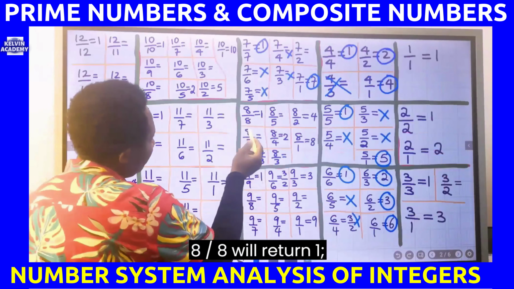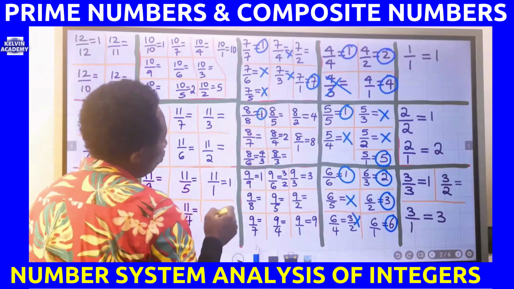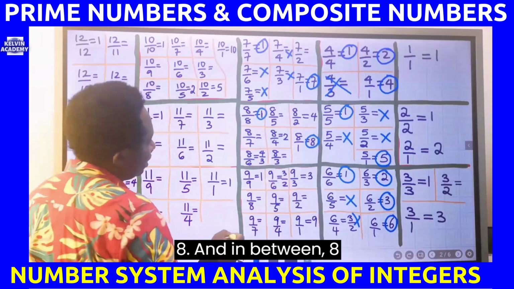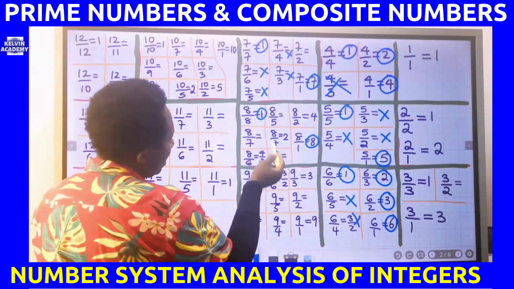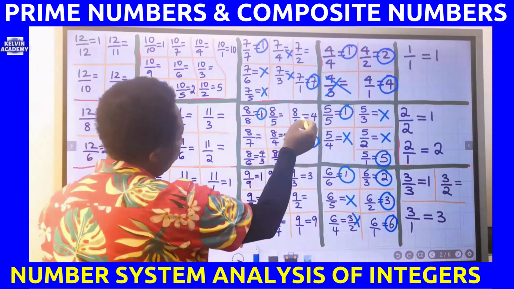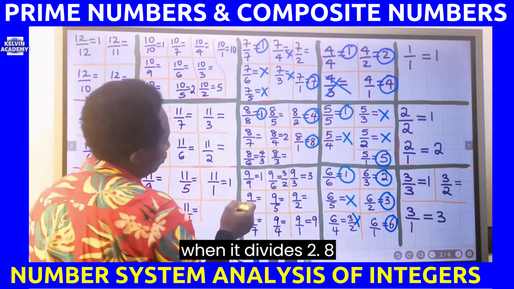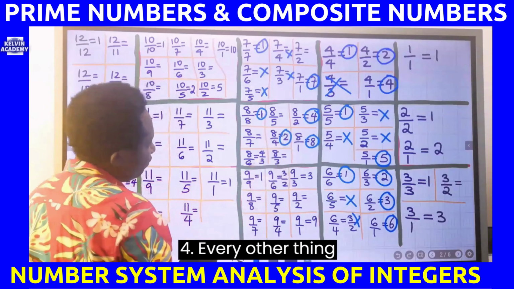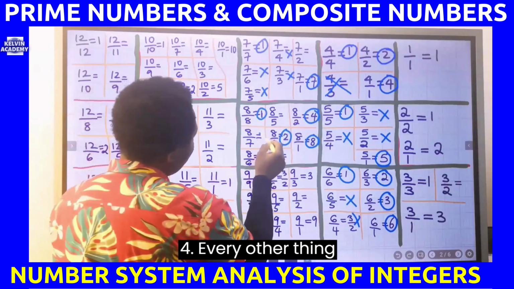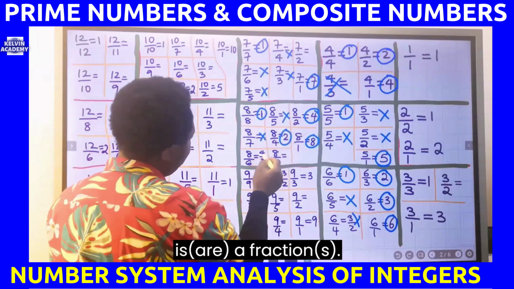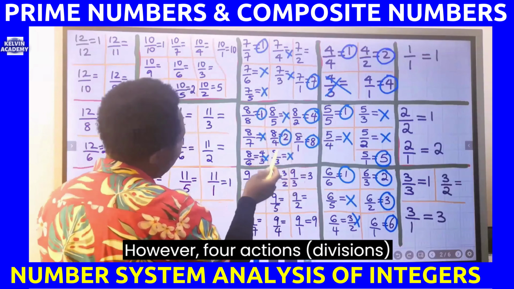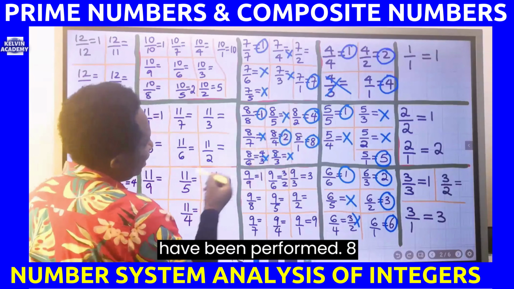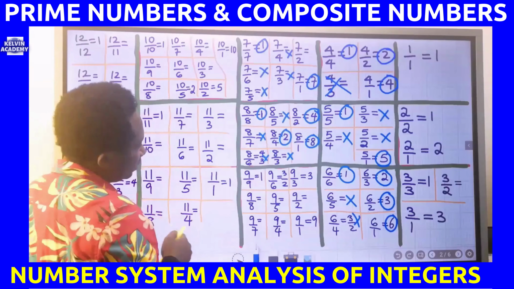Next, 8 divided by 8 will return 1. 8 divided by 1 will return 8. And in between, 8 will return 4 when it divides 2. 8 will return 2 if it divides 4. Every other thing is a fraction. However, 4 actions have been performed. 8 is not a prime number.